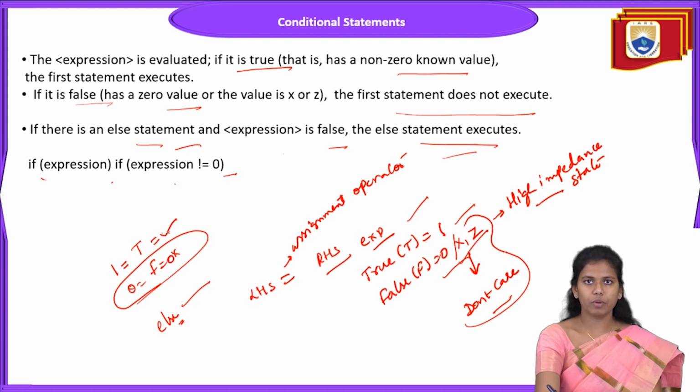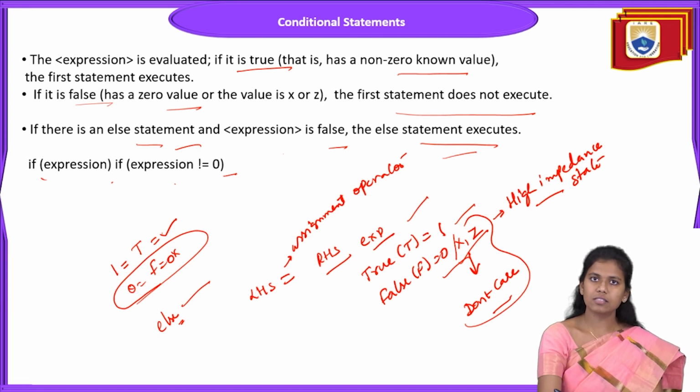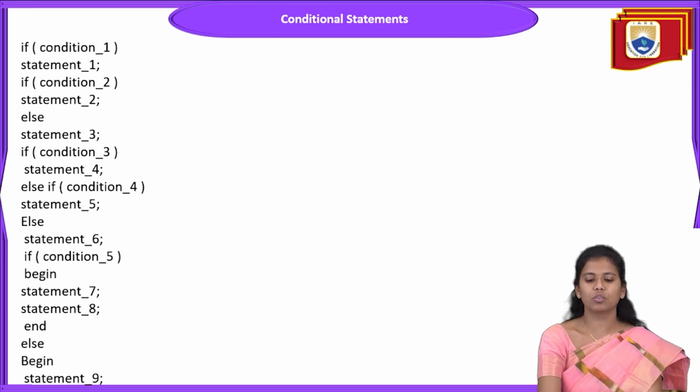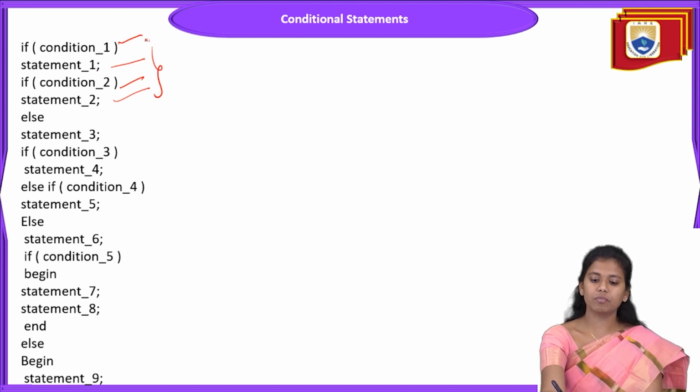When my condition is 1, then it will execute. If it is not, then I have to go to the else, and then that will execute. So this is how the syntax follows. If condition 1, statement 1, and then if condition 2, statement 2. As per the binary value, true or false, 0 or 1, if it is 1, then it will execute. If it is 0, then it will not execute, isn't it?